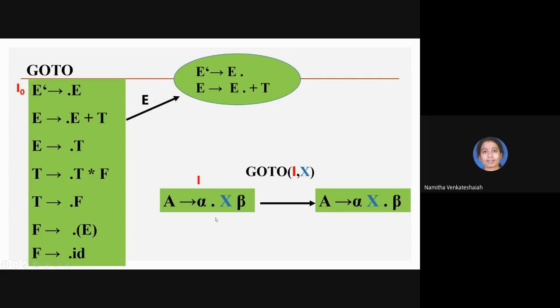If you consider this production, look here. Here the dot is there. Where is the dot? The dot is here. If you apply go to, then what happens? The dot will move forward. That's what is happening here. Similarly, if go to is applied to E, the dot will move forward. That's what has happened here. Okay, this is on E.